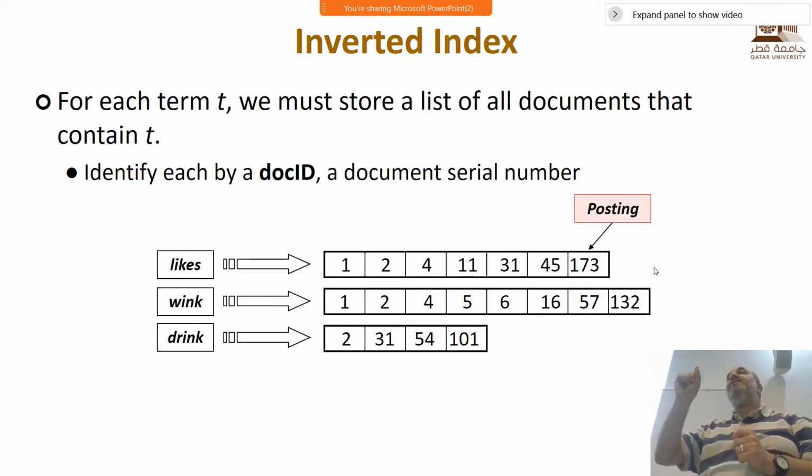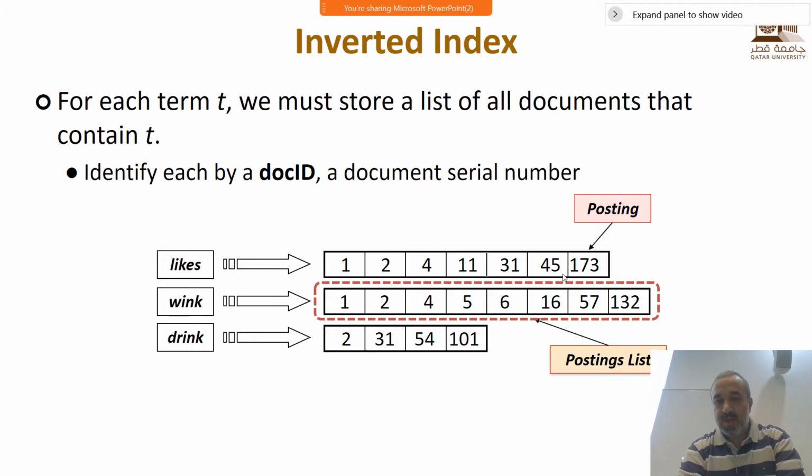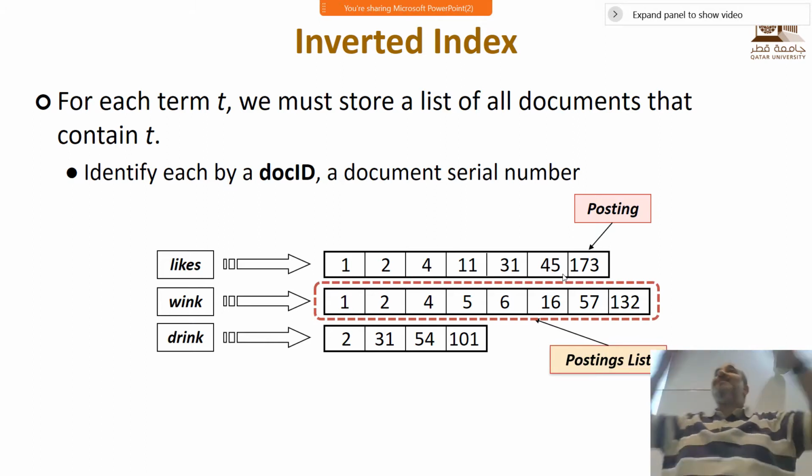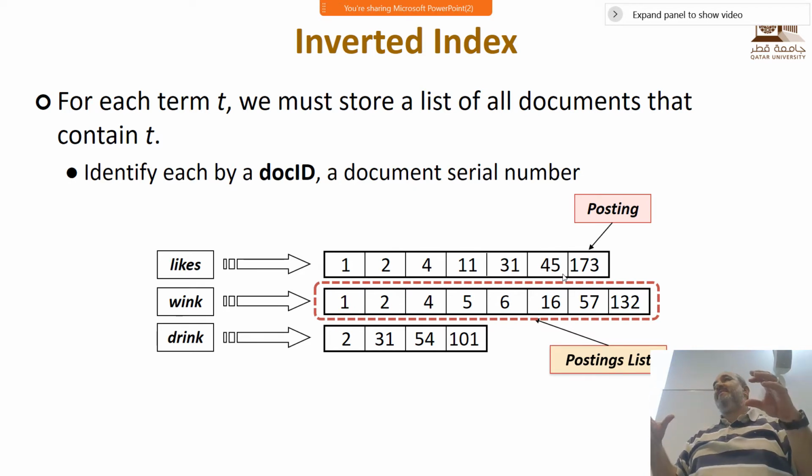So the posting, for now, has the document ID. And as you see here, these are the document IDs. It can also have other information that we will mention over time. Now, since one of them is called a posting, the entire list is called the postings list.